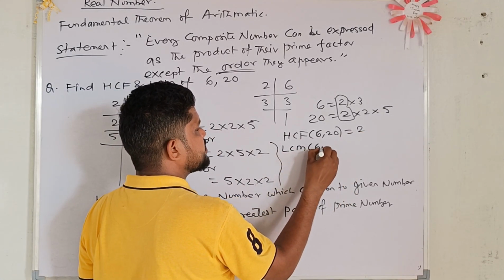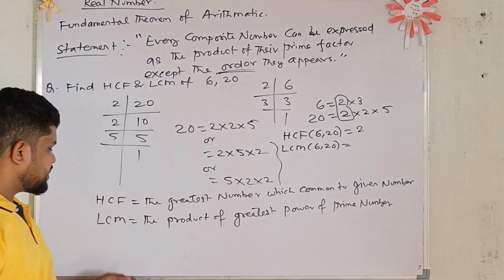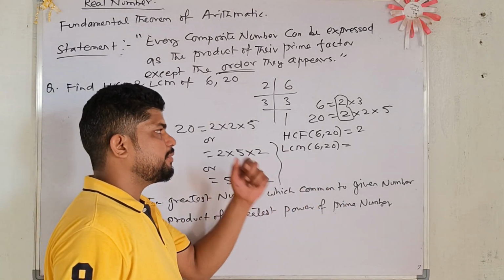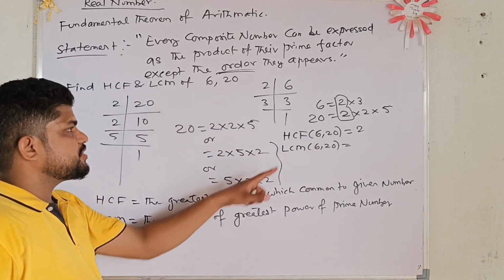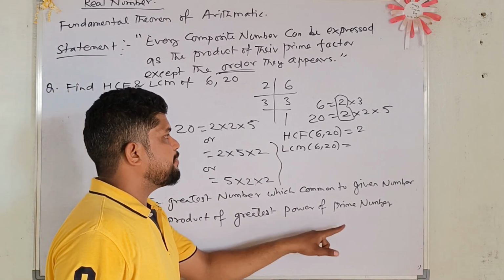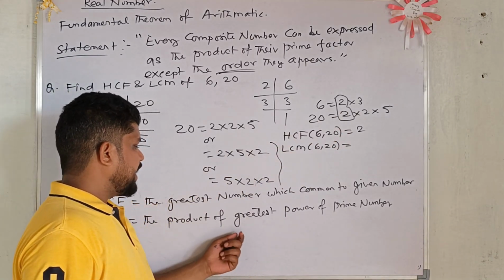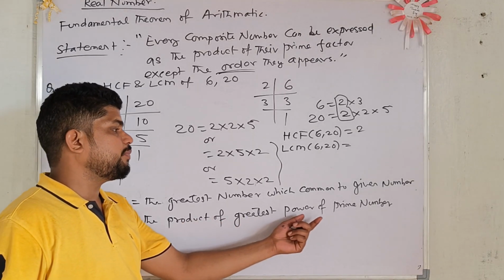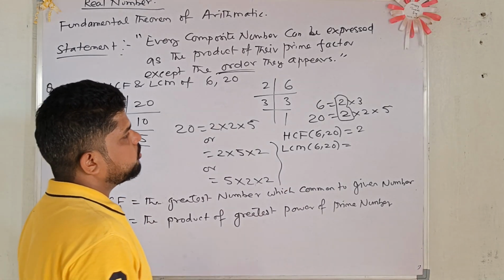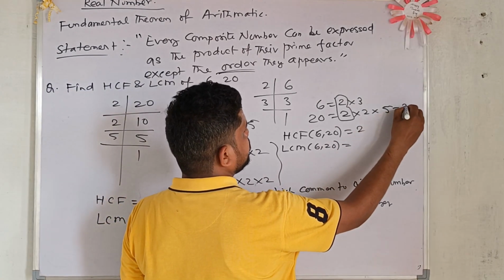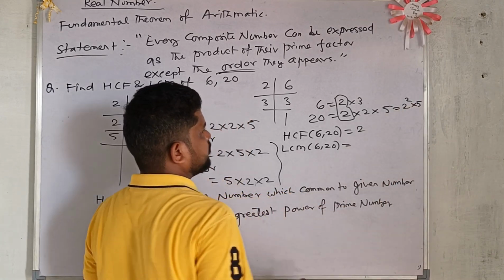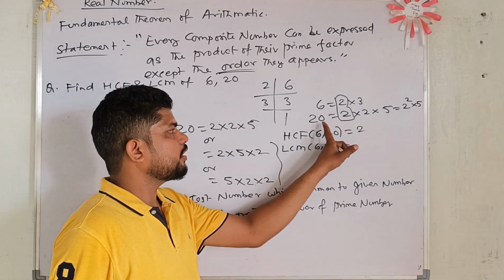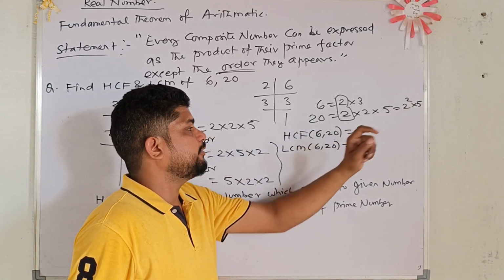Talking about the LCM of 6 and 20. As the statement says, the LCM is the product of the greatest powers of the prime numbers. So in the numbers 6 and 20, the prime numbers are 2, 3 and 5. Here I can write 20 as 2 to the power 2 into 5.